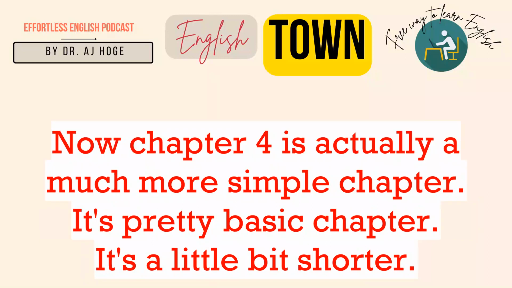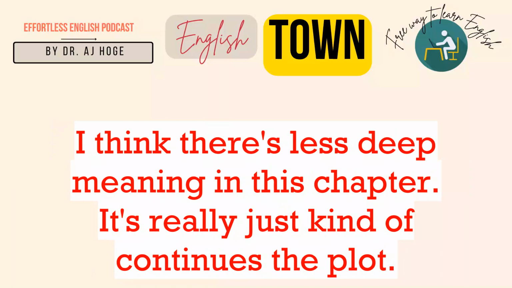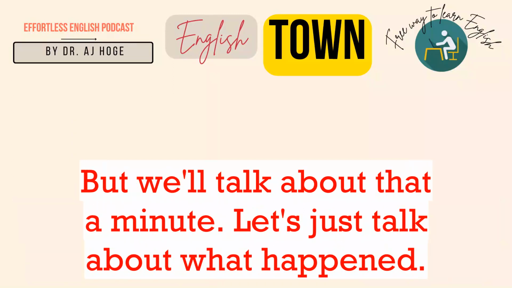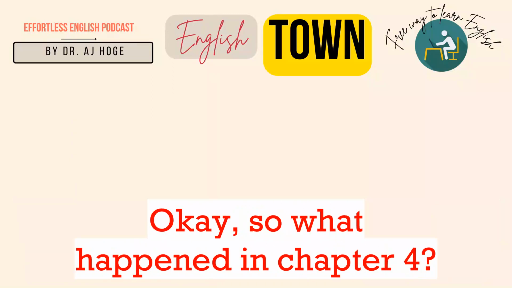All right, now Chapter 4 is actually a much more simple chapter. It's pretty basic chapter. It's a little bit shorter. I think there's less deep meaning in this chapter. It's really just kind of continues the plot, and there are some connections to the history of the Soviet Union and a few things, but we'll talk about that in a minute. Let's just talk about what happened. Okay, so what happened in Chapter 4?